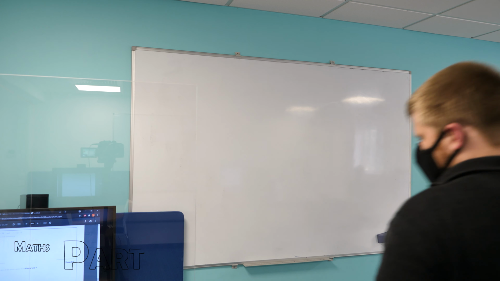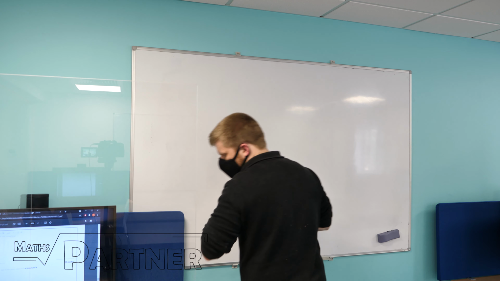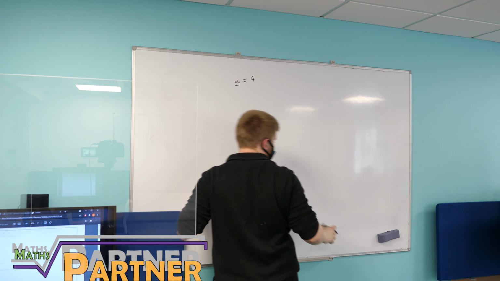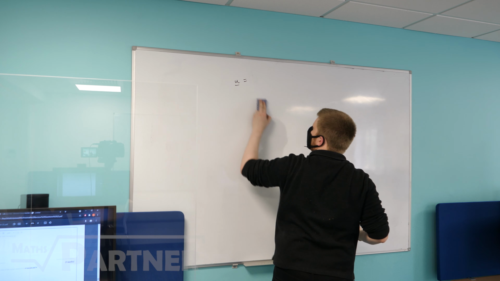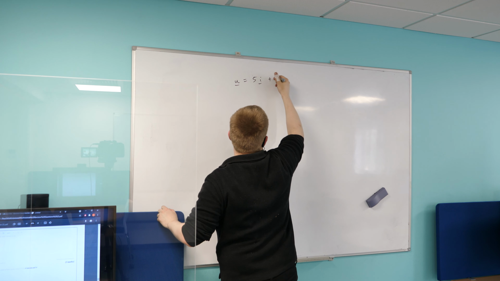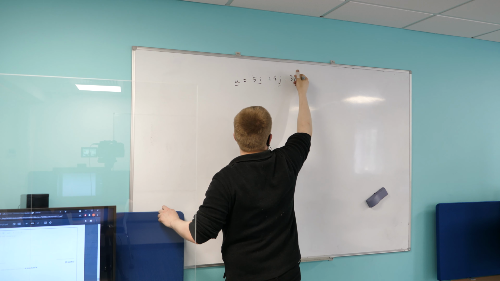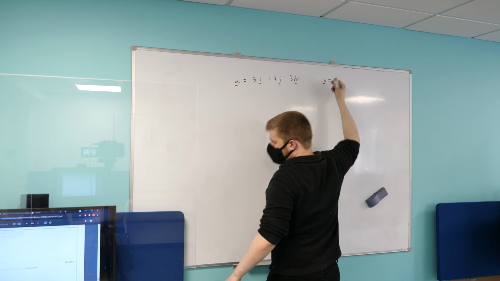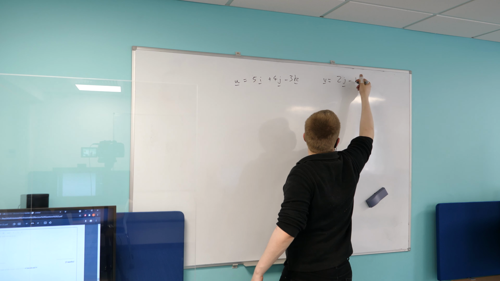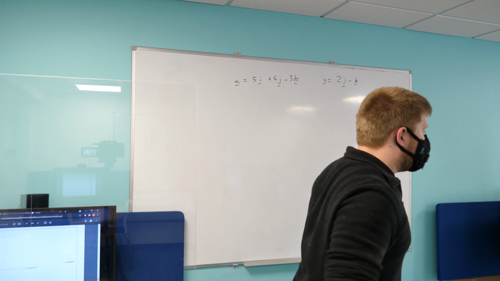All right, so we've got u is 5i plus 4j minus 3k, and we've got v, which is 2j minus k. Okay, so first of all, we just need to find the unit vector for u.